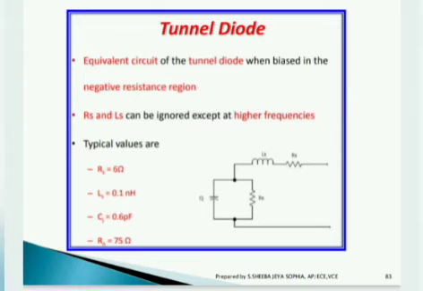Regarding the equivalent circuit of the tunnel diode, when biased in the negative resistance region, the values of RS and LS can be ignored at high frequency, which you can clearly see in the circuit diagram. The equivalent circuit of the tunnel diode in which RS and LS are neglected for high frequencies, and typical values range from RS equal to 6 ohm, LS equal to 0.1 nanohenry, CJ equal to 0.6 picofarad, and RN equal to 75 ohm.